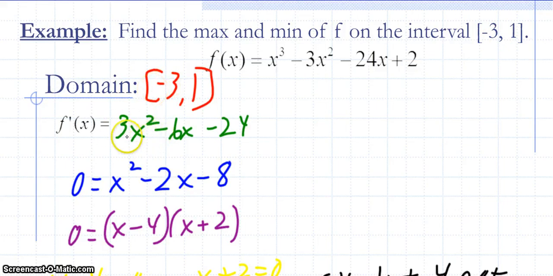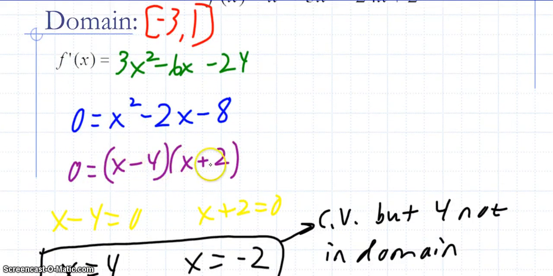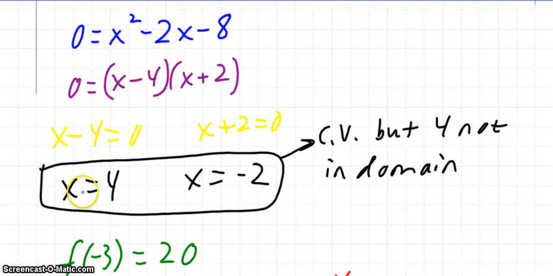So now I find the derivative. The derivative is 3x squared minus 6x minus 24. Set that equal to 0, and I can divide by 3 because everything has a factor of 3. And then this factors into (x minus 4) times (x plus 2). Set each factor equal to 0. And I get critical values of x equals 4 and x equals -2.